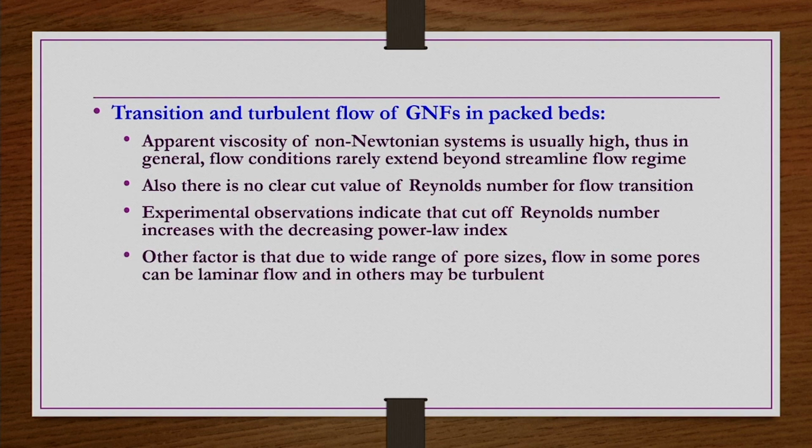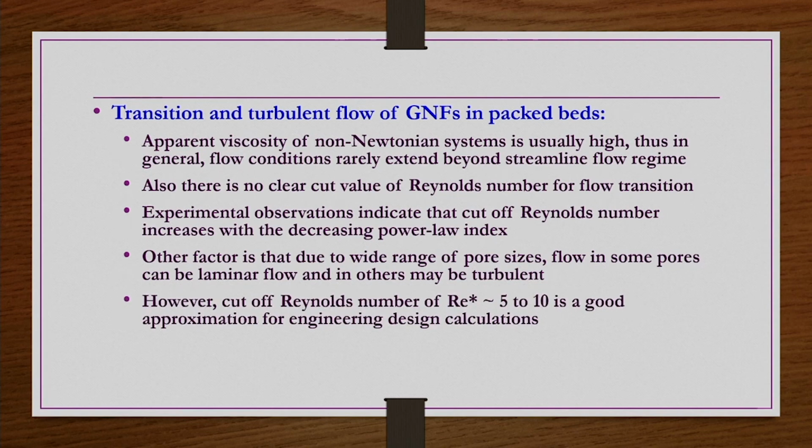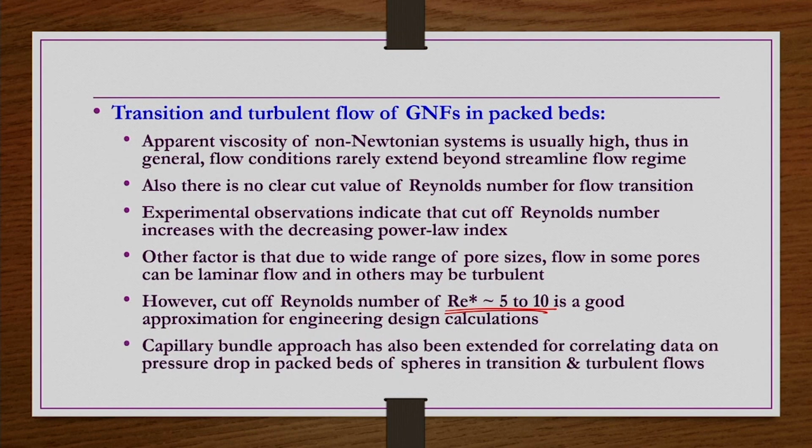And then other factors: due to the wide range of pore sizes, flow in some pores can be laminar and in some other pores can be turbulent. These kinds of other factors are also there, as I already mentioned. However, the cutoff Reynolds number from streamline to transition flow is taken between 5 to 10 value of Re star for many of the applications, and people found this approximation is good for many of the engineering design calculations. Okay.